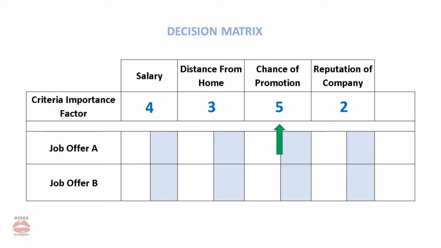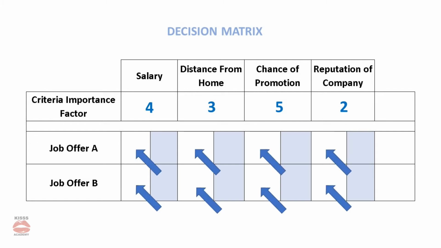Look at the chance of promotion. I've given it the number 5, and that's because it's really important for me to get promoted because perhaps I want to grow and develop my career. For reputation of the company, well, that criterion only gets a 2. It means that even though I want to work for a good company, it does not have to be well known in the industry. Now we move on to rating each criterion as it pertains to each option.